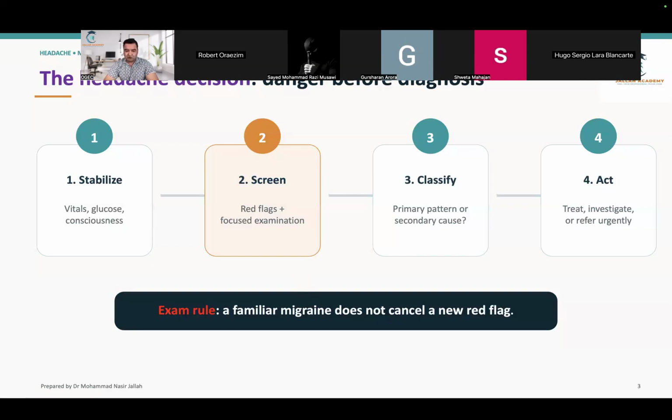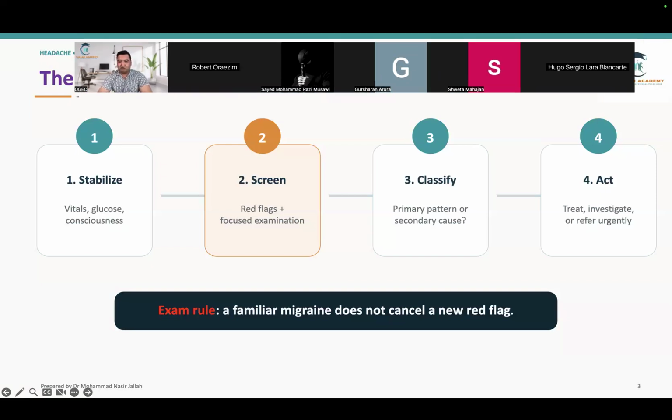So, exam rule: a familiar migraine does not cancel a new red flag. It means if a patient has a history of migraine and comes with a new finding which raises an eyebrow, it doesn't mean it's still the migraine. You need to rule out the secondary cause.